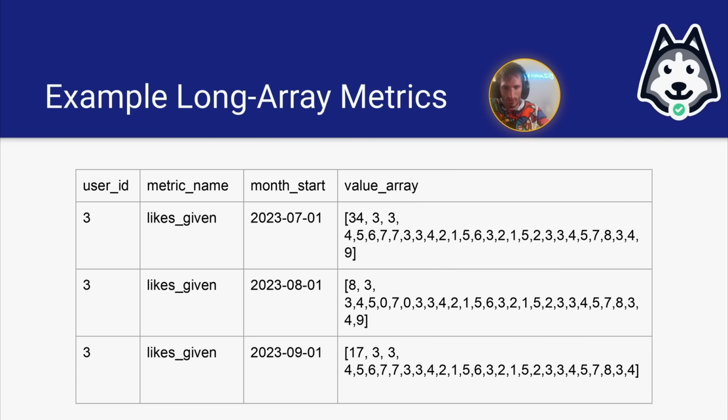This schema probably looks a little bit crazy, but we are going to be working with it today, and we're going to be building out literally this exact data model in our lab today. But let's go over how this works. You have a user ID, you have likes given, and then in this case, there's only one row per month, right? And then you have your value array.